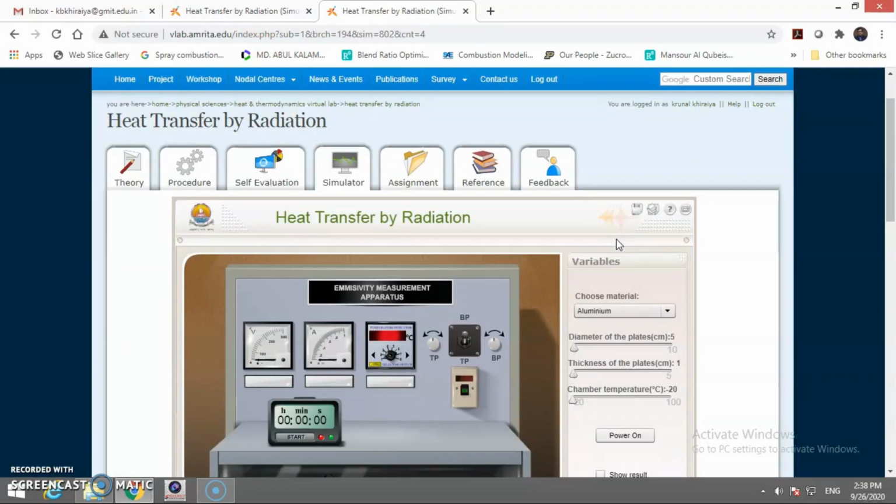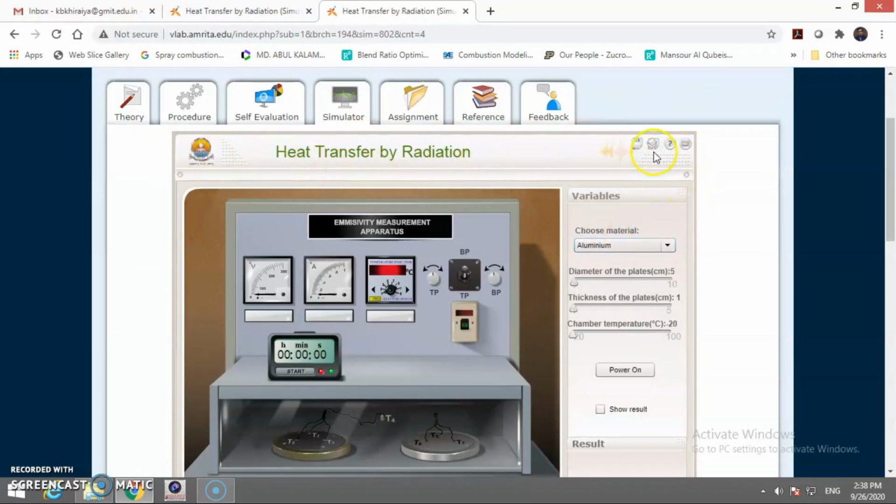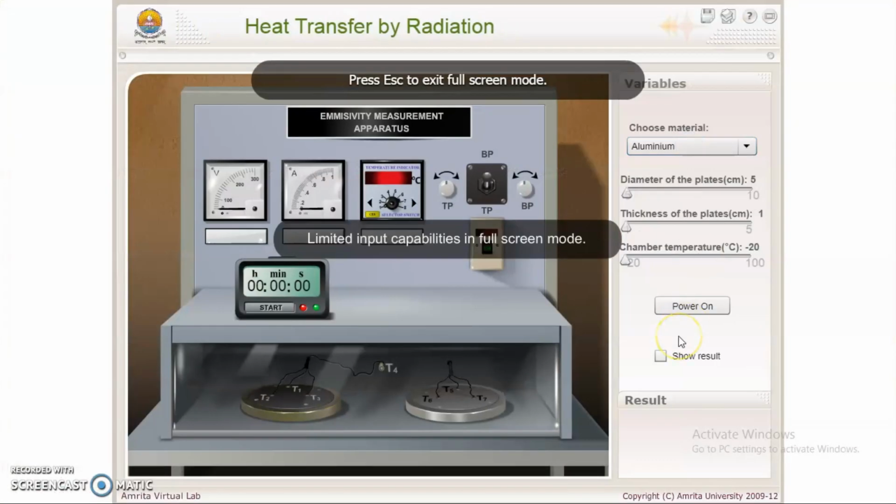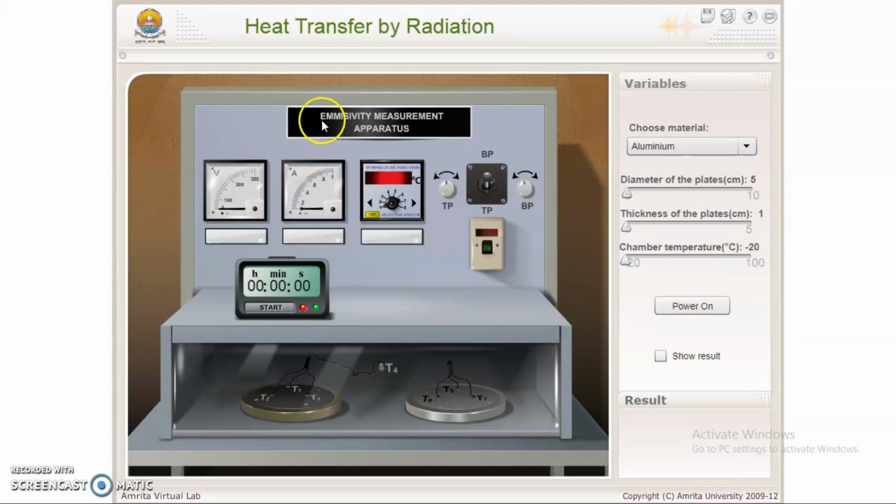So here in the simulator you can see this kind of interface. Using this button you can go full screen, so currently I am going for full screen. Here is the emissivity measurement apparatus. Then we have the voltmeter, and an ammeter to measure the current. This is the temperature indicator. We can change the channel from T1 to T7 as per our requirement to measure the temperature. Then TP and BP are given. TP is for the test plate and BP is for the black plate, so we have to select either channel.